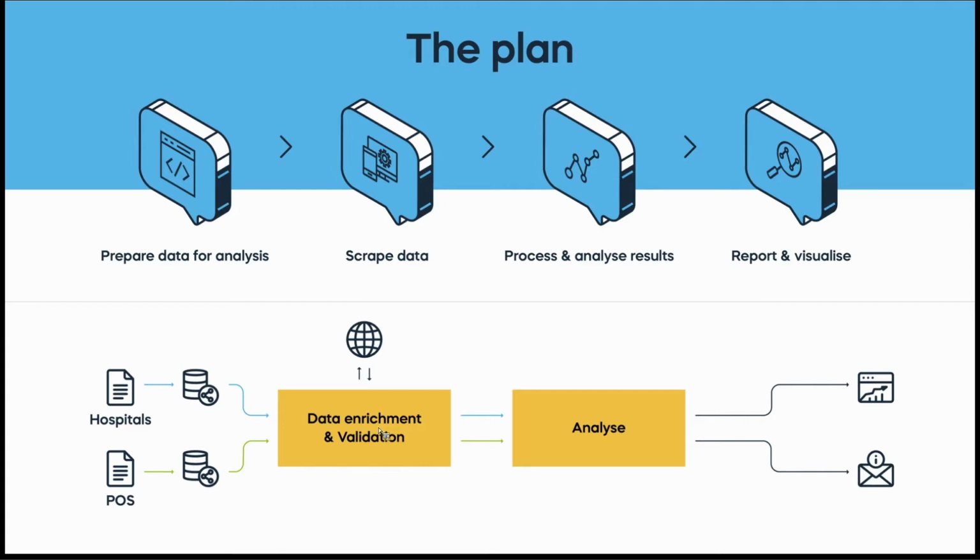Then we'll do some validation. So once we're happy that the validation's done, we're happy with the results, and we're confident in the accuracy, then we'll move on to the analysis section. So this is the stage where we actually perform the analysis. So in this case, that means calculating the distance between each point of sale and each hospital, and flagging those cases where a violation has occurred.